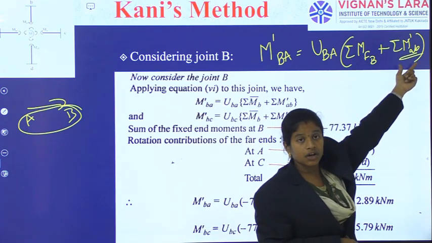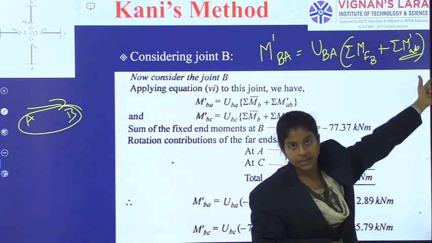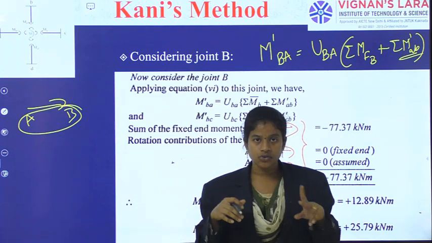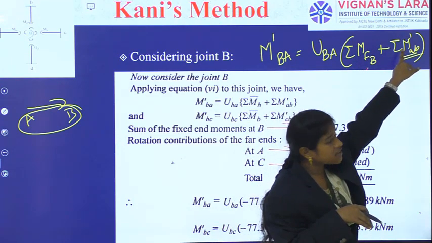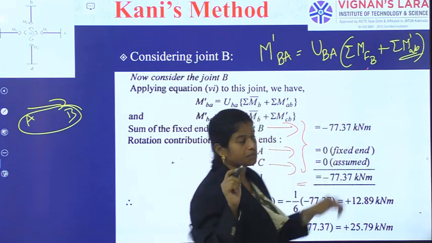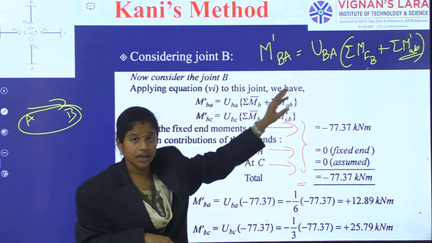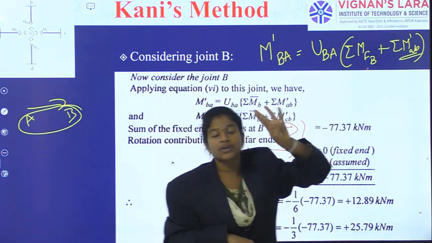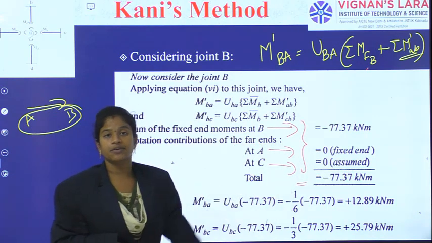Again, what is it involving? Sigma M dash AB plus sigma M dash CB, that is M dash C towards B and M dash A towards B. Those two answers and these two answers: this has two terms already calculated, and this now has two terms. That's why sigma is indicated before. Now summing up all those terms at a time, summing up the 4 terms, I have got the corresponding answer as minus 77.37.